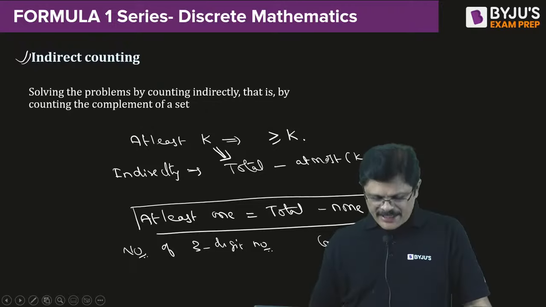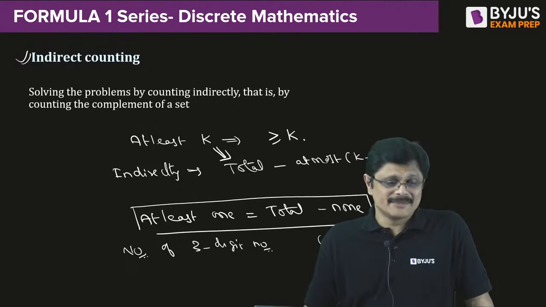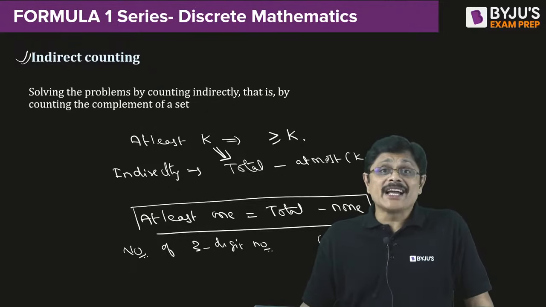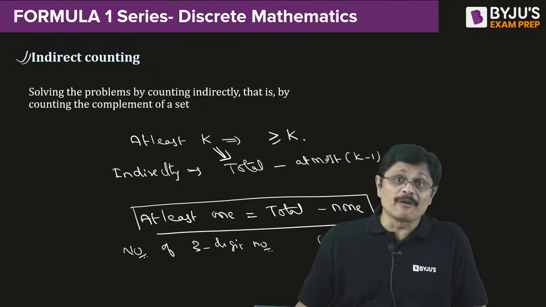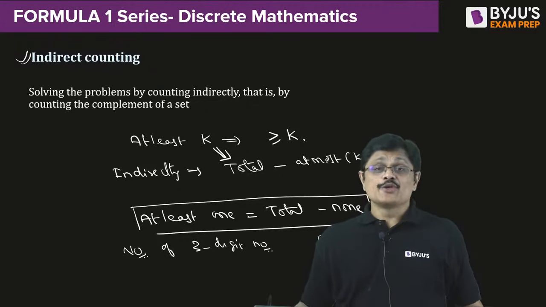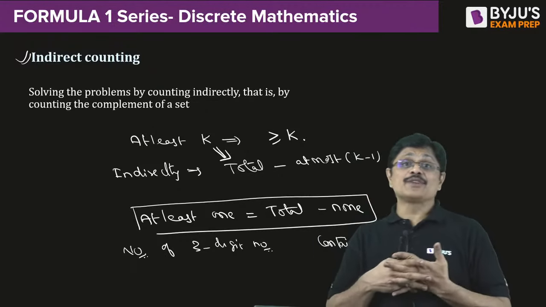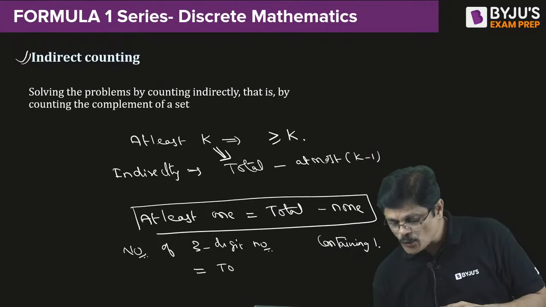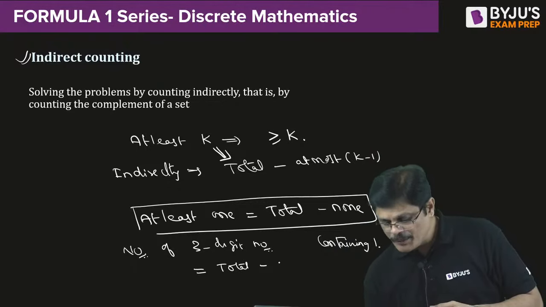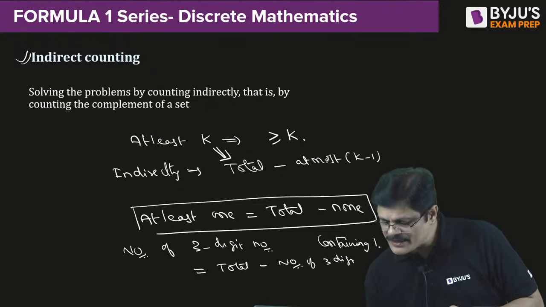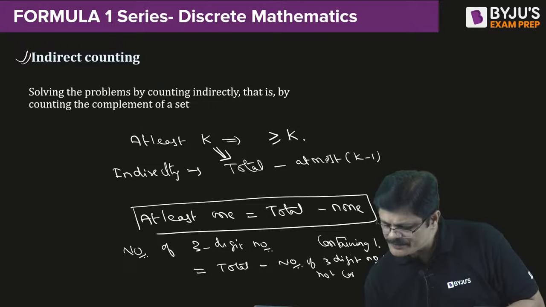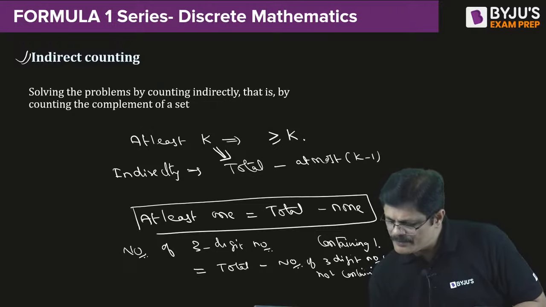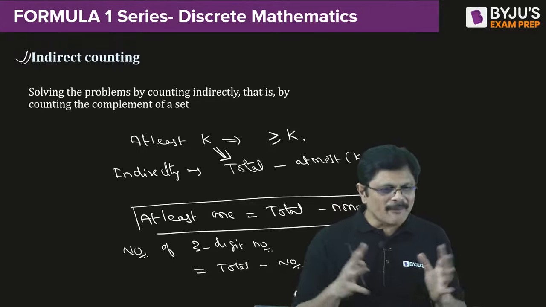Number of 3-digit numbers containing 1. Now the problem is that containing 1 means whether it is containing 1 once, twice, thrice. So directly if you do it, you will be having so much problem. But if you solve the same problem indirectly, from total 3-digit numbers, you remove the number of 3-digit numbers not containing 1, you will get the answer within no time, my dear friends.